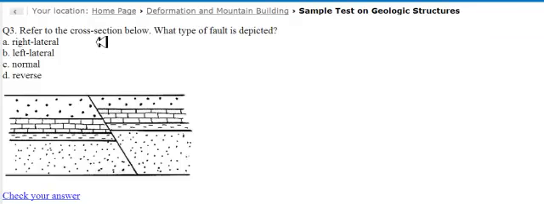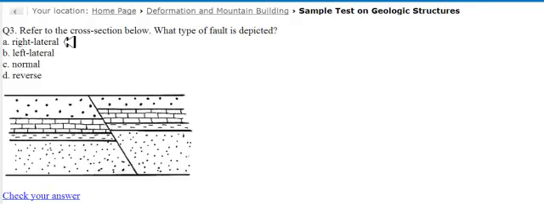It says, refer to the cross-section below. What type of fault is depicted? Okay, it's a cross-section. So the top of the cross-section is the land surface. In the subsurface we have different rock layers that are shown in different symbols. And there's a fault here, right? Fault that's offset the rock layers on either side of the fault.